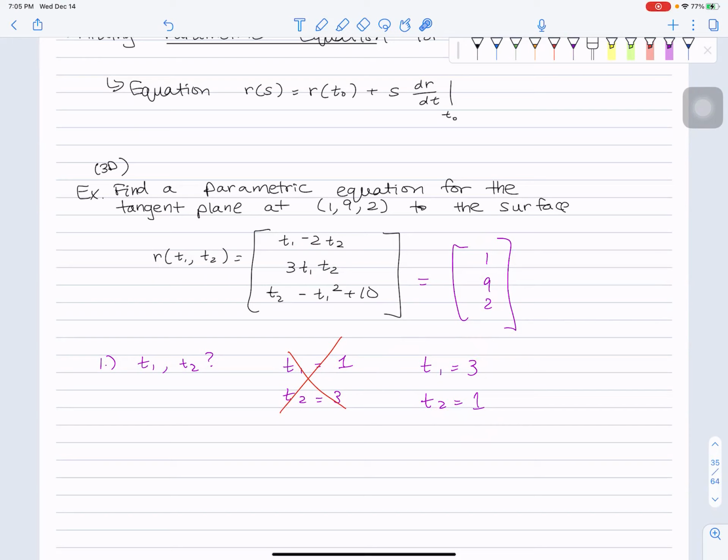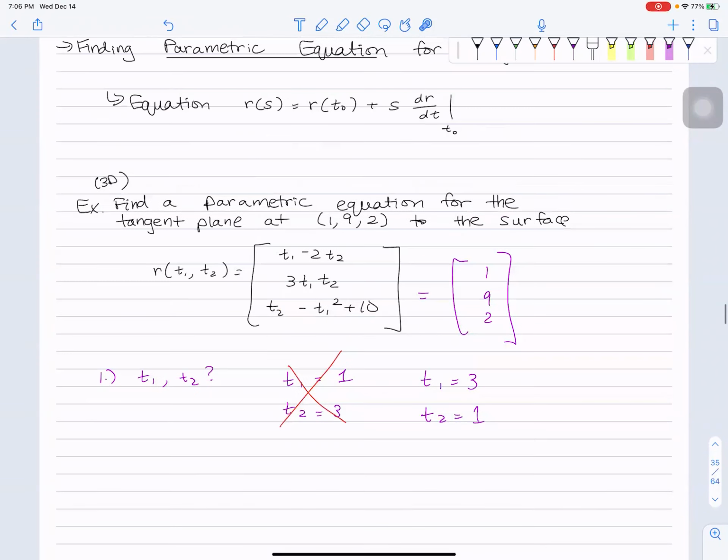How did you know it was either 1 or 3? I just guessed numbers. Yeah, if you had to find T1 and T2, they would probably make it nicer. I just had this example here. So yeah.